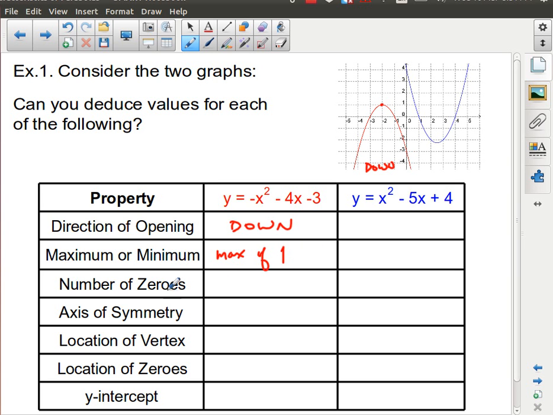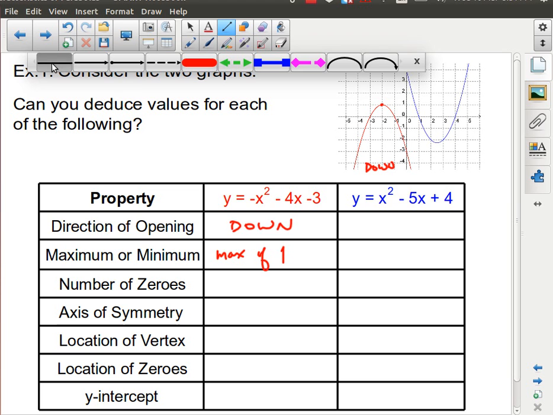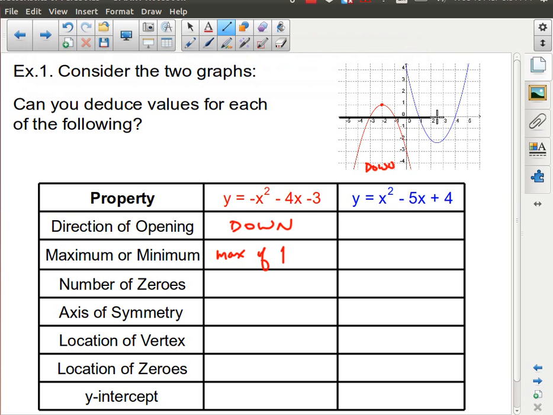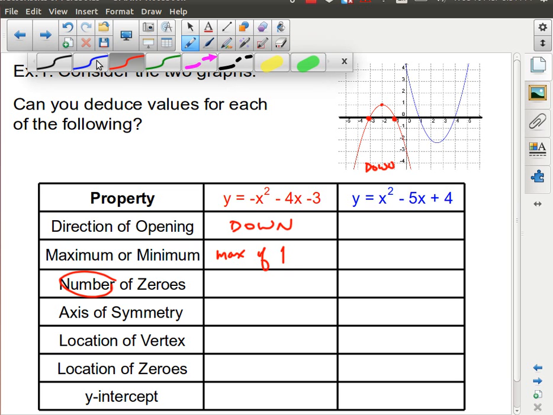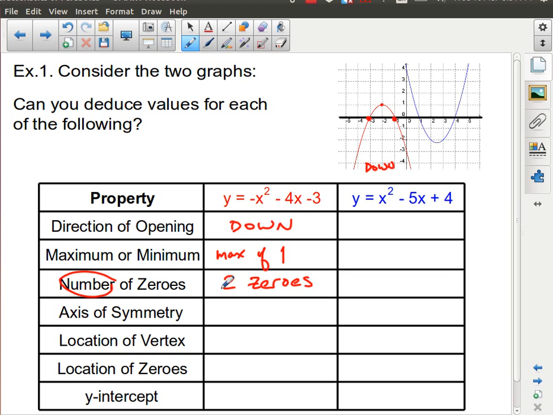The number of zeros. The number of zeros would be how many times does it pass through the x-axis. So if I just highlight the x-axis on this graph, how many times does my red graph pass through the x-axis? There's 1 and there's 2. So there are 2 zeros. This is just a count. The number of zeros, there are 2 zeros. Normally you would just write 2 here. I'm putting the word zeros in there just to be really clear.